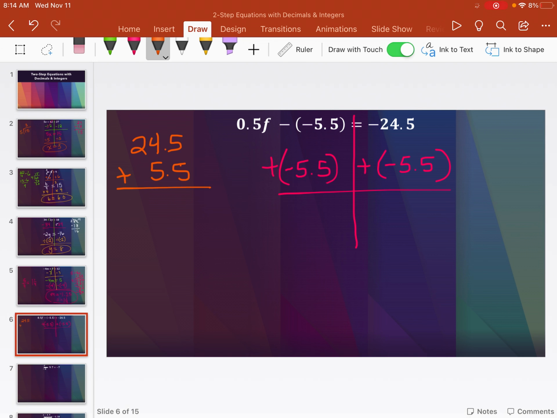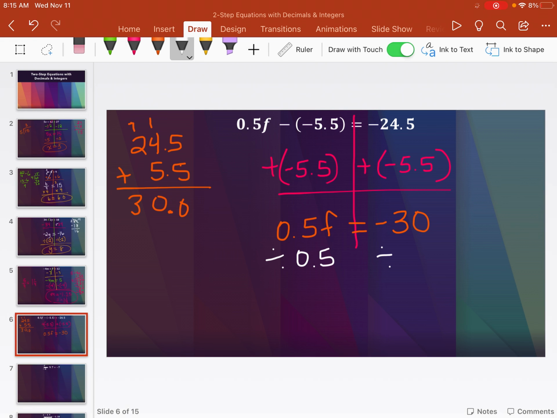Don't forget to line up your decimals and add. Put that decimal in there. So I'm getting that 0.5f equals 30. It was a negative plus a negative, so negative 30. Now I can divide by 0.5.